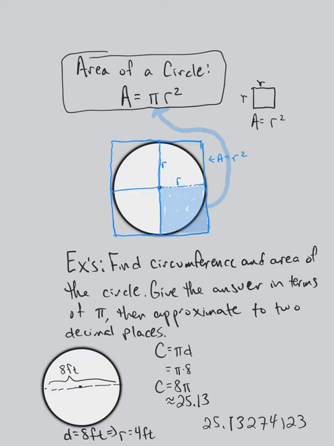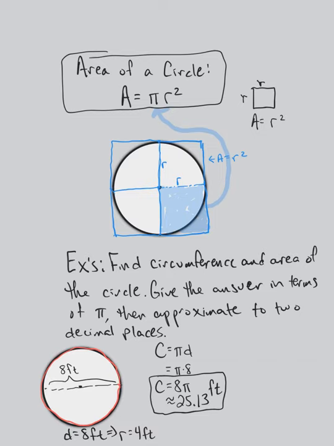Now, what's missing here? I'm not done with my problem yet. I'm missing my units. You've got to remember, what kind of units does this have? Circumference is the distance around. It's a perimeter, and perimeters have the same units as the given lengths, so the circumference is in feet. So that circle is about 25.13 feet long.